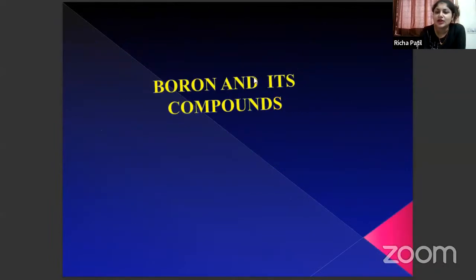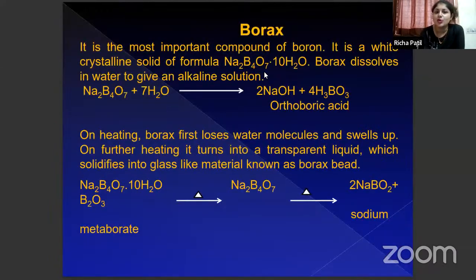Now we'll see some of the compounds of boron. The first compound is borax. It is the most important compound of boron. It is a white crystalline solid of formula Na2B4O7.10H2O. So remember this formula of borax. It dissolves in water to give an alkaline solution.